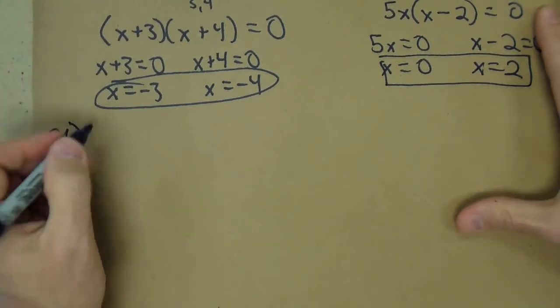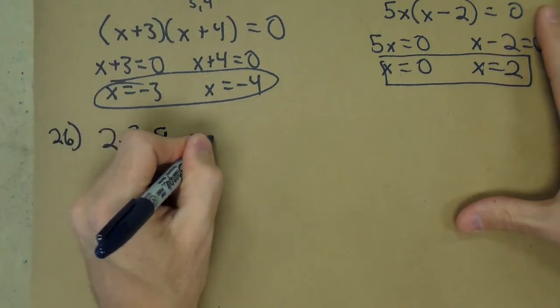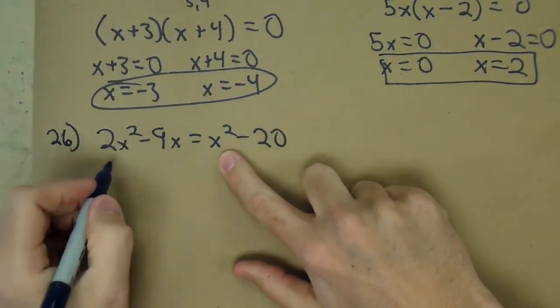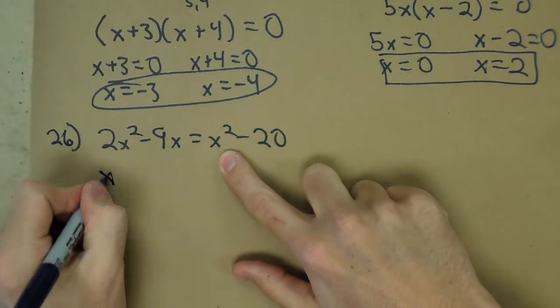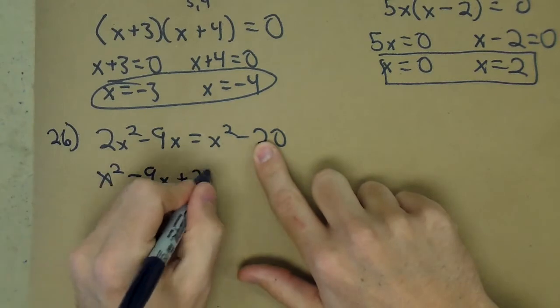26. We have 2x squared minus 9x equals x squared minus 20. I'm going to get everything to one side, so I subtract over the x squared. I'm left with a single x squared minus 9x plus 20.